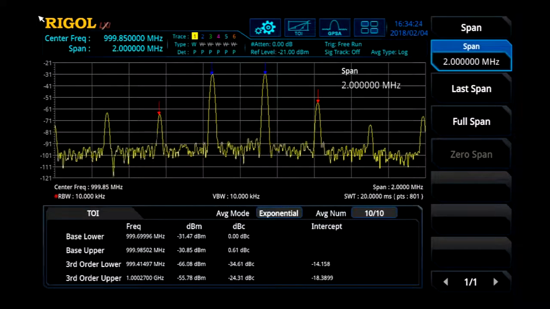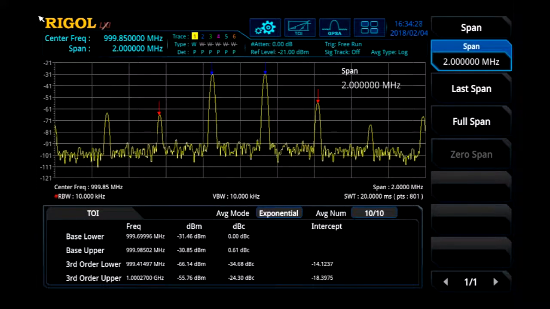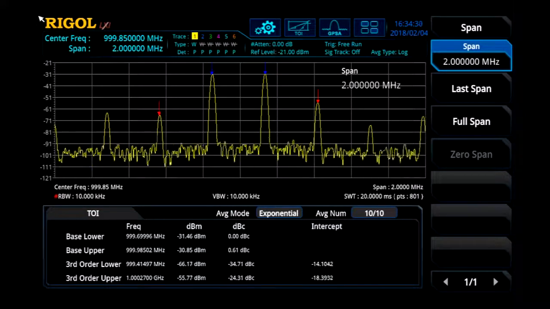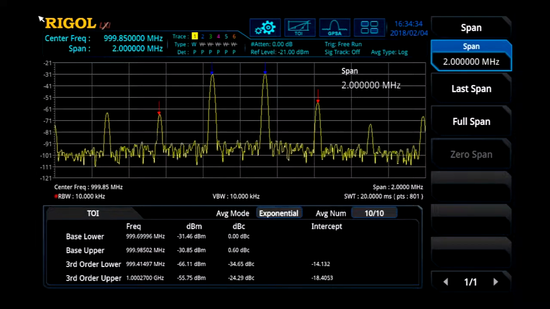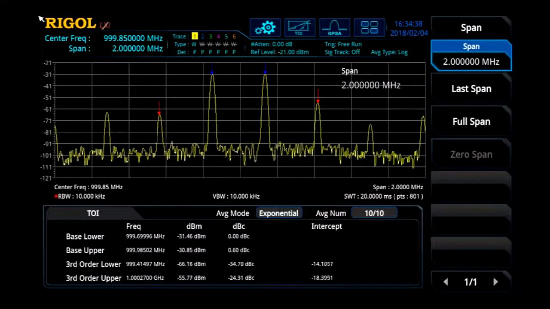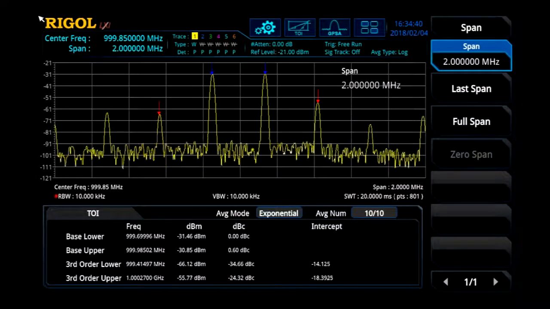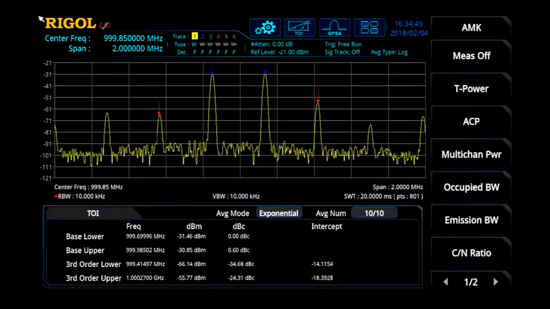Common mixer parameters, including conversion loss and LO phase noise, are easily measured using the standard markers and noise measurements. With the addition of the Advanced Measurement Kit option, the RSA 5000-AMK, we can simplify more complex measurements, including third-order intercept measurements shown here. The RSA 5000 is also capable of going beyond these component parameters.